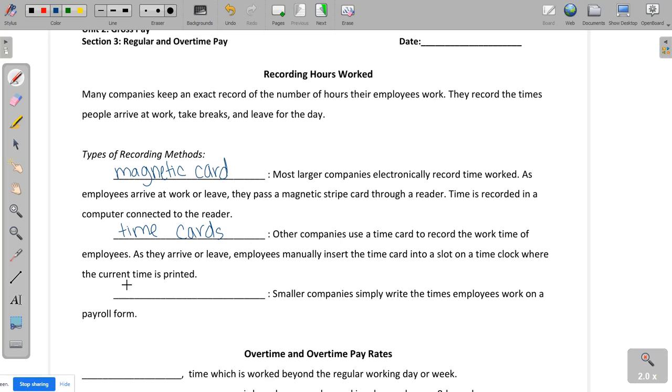The last one is a timesheet. Smaller companies simply write down when their employees work, and then they'll do that on their payroll form. Let's look at different pay rates.